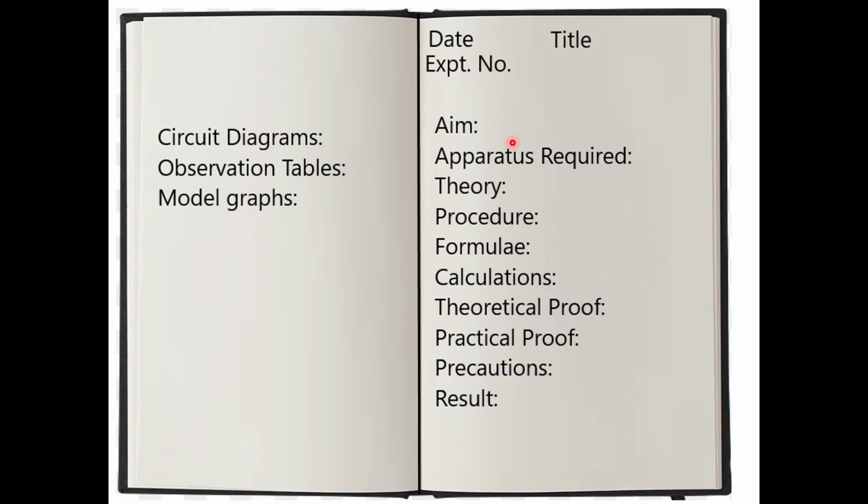If this is your observation notes, this is our right side page and this is our left side page. On the right side page, first of all you must write the title, date and experiment number, and in all the right side pages you must write this content. The content is aim, apparatus required, theory, procedure, formulae, calculation, theoretical proof, practical proof, precautions and result. This sequence has to be followed as it is, and all these must be written only on the right side pages, and on the left side pages you must draw the circuit diagram, observation table and model graph.